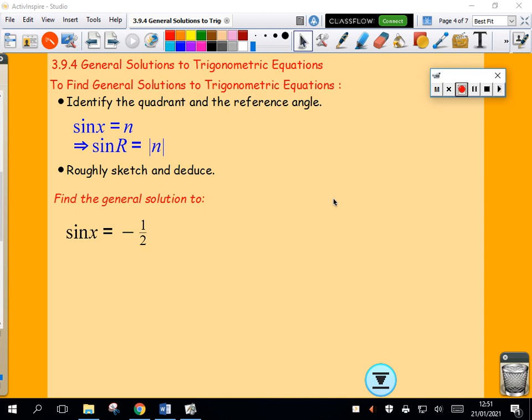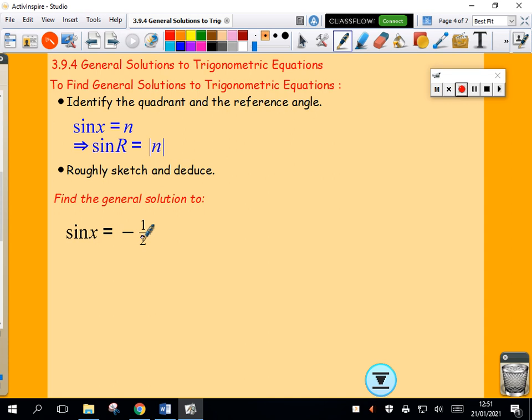There are infinitely many values where sine of that value is equal to negative a half, for example. There are infinitely many values for x that I could plug in here that would give sine equal to negative a half. So our job is to find them all, to write them in such a way that we can describe them all, I suppose. So the first thing is we're going to identify the quadrant and the reference angle.